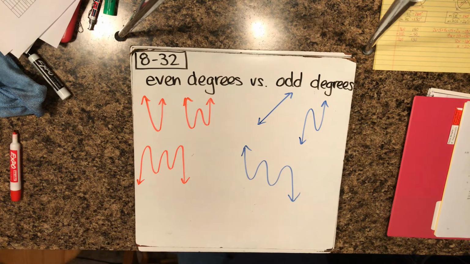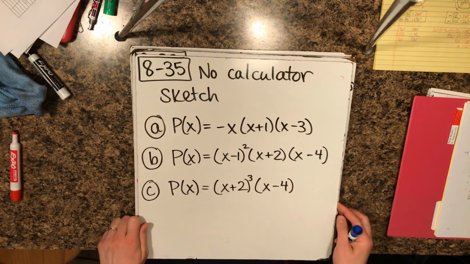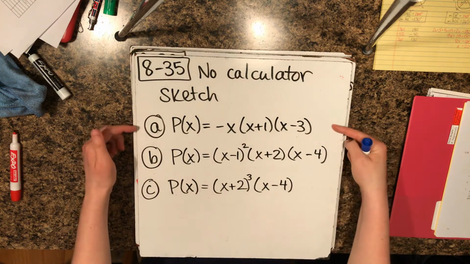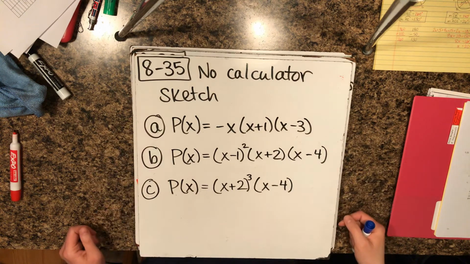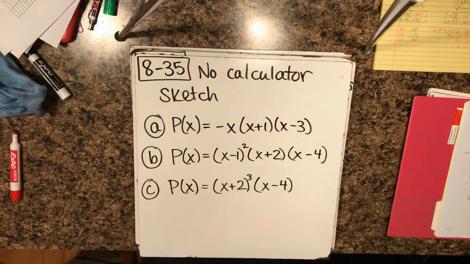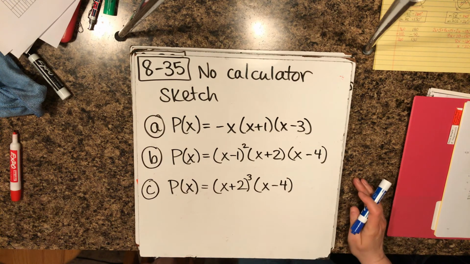Okay. Finally, number 35, this is the last thing you need to do in your notes today. You need to write down these 3 equations on your paper. You need to sketch for me. Remember, that means on the x-axis, I need to see what the x-intercepts are. Are there bounces? Are there lounges? I don't care anything about numbers on the y-axis, okay?